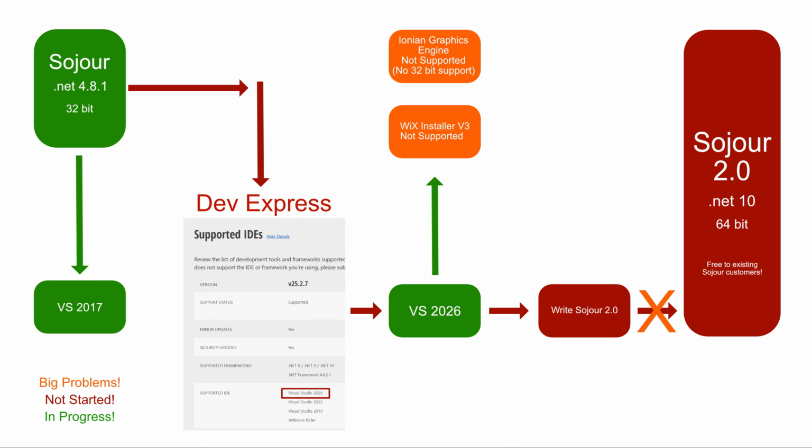And the reason why is Sojour uses its own custom graphics engine for the maps called Ionian. And Ionian is an engine I wrote a long time ago, back in the early 2000s. And because Ionian is so old, it's reliant upon many DirectX 9 components, and those components are 32-bit. And because they are 32-bit, it makes it impossible to convert Ionian to 64-bit. It just cannot be done.